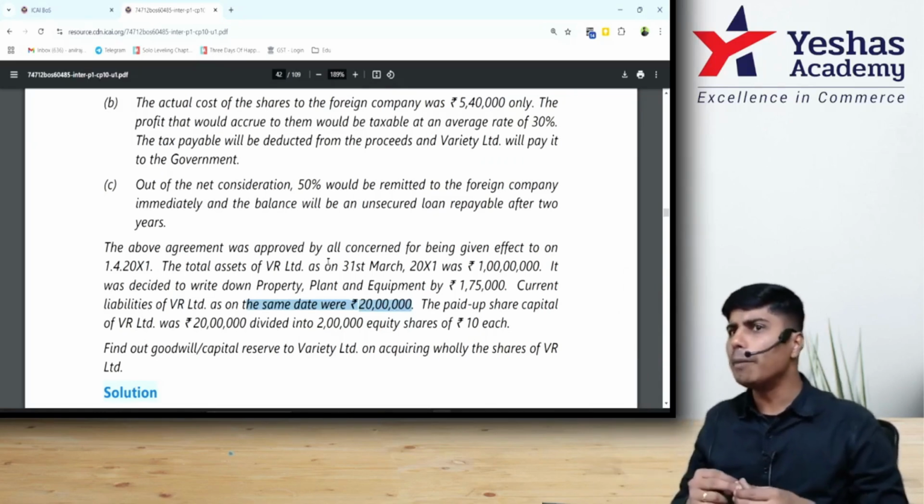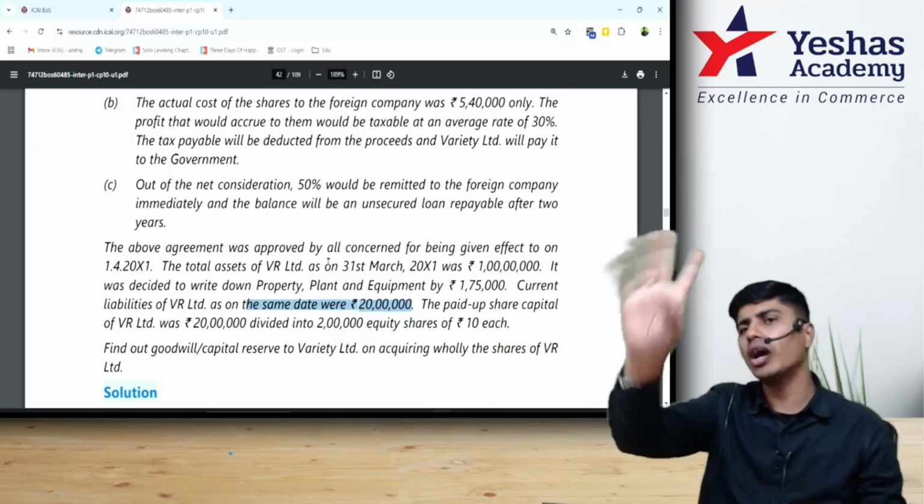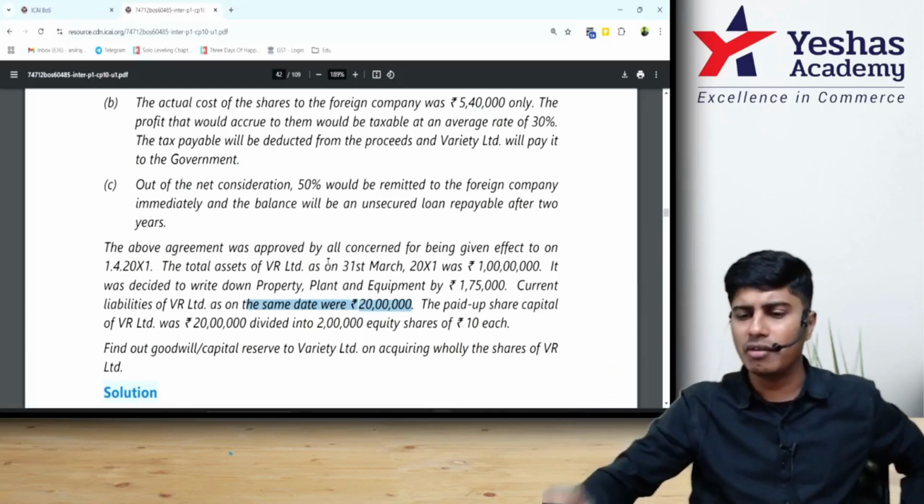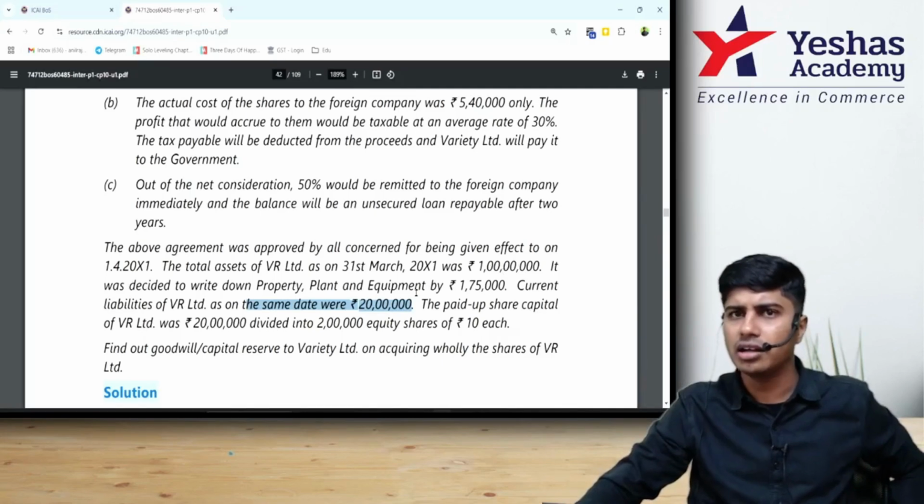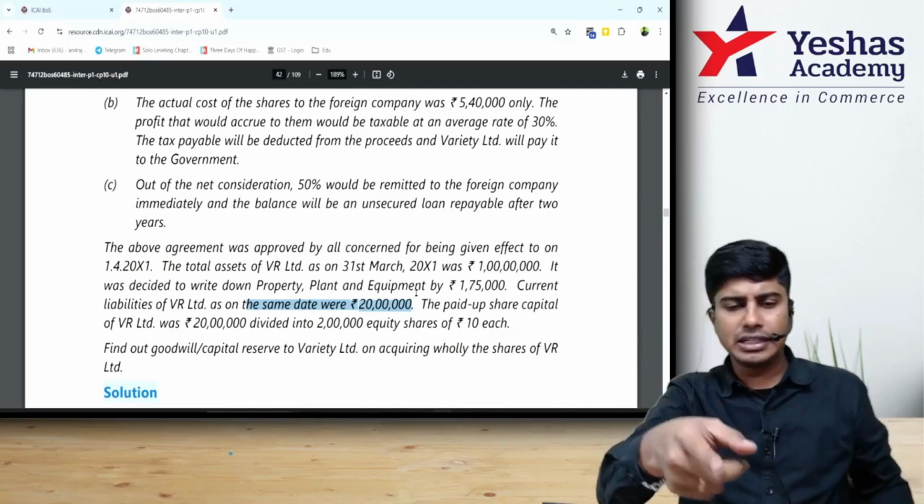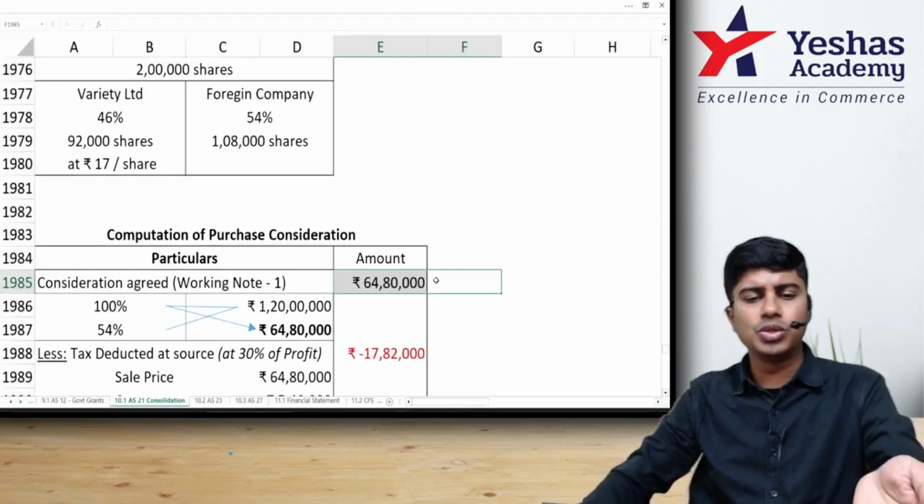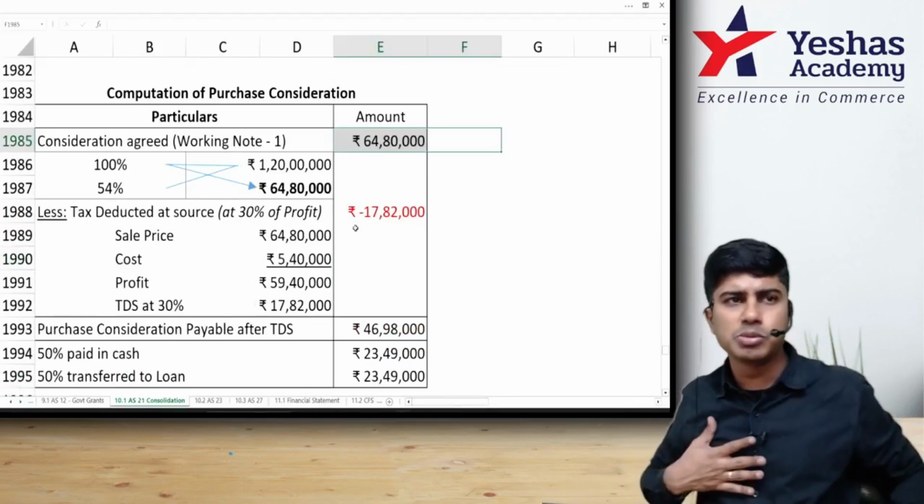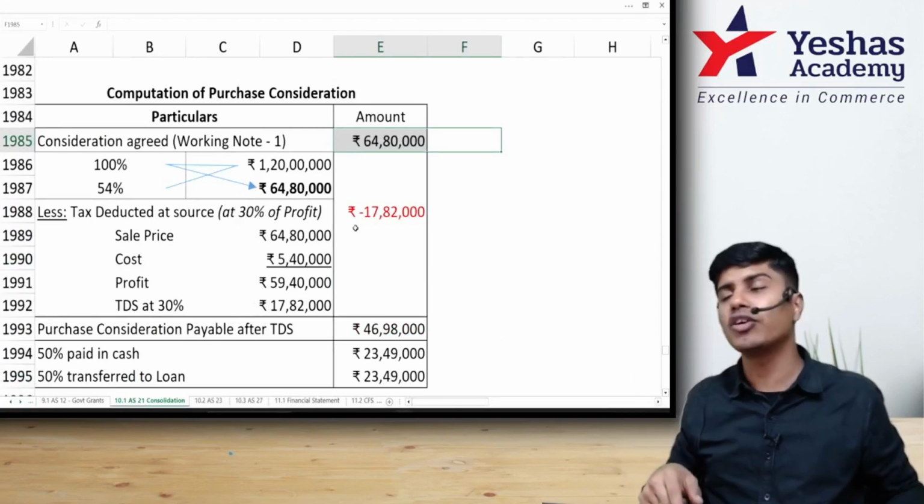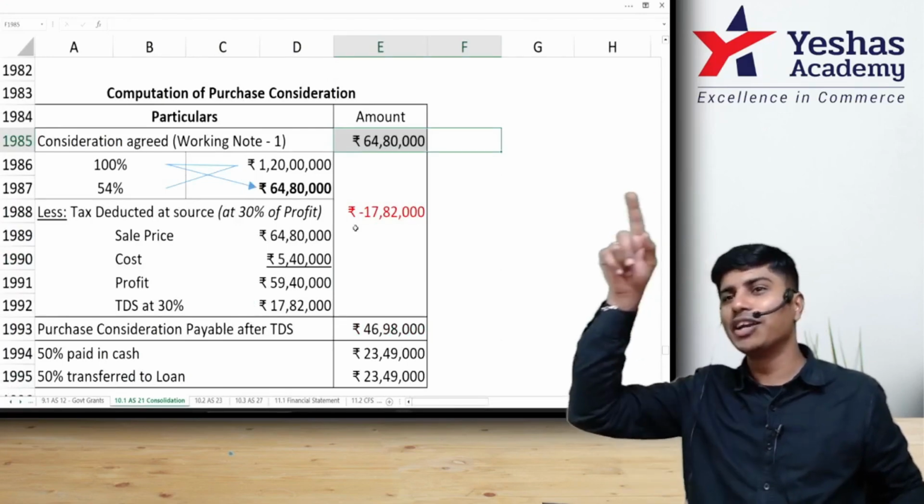Sir, but shouldn't we be comparing with nominal value? You are right. We should compare with nominal value. We should ignore this 1 crore, ignore 1,75,000, ignore 20 lakh. Whatever we found, that 1 lakh 92,000 shares into 17 and 1 lakh 8,000 shares getting 64 lakh 80, that becomes the book value of investment. That should be in the inner column. Nominal value in the outer column.